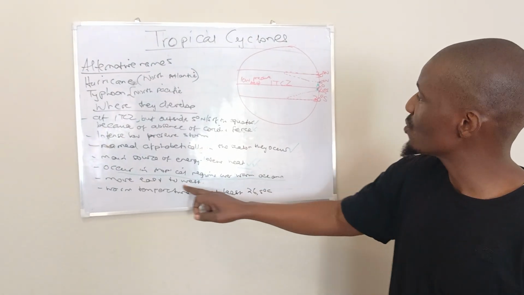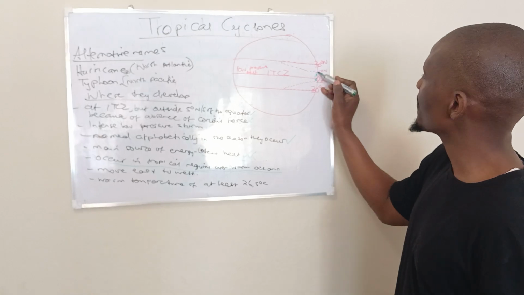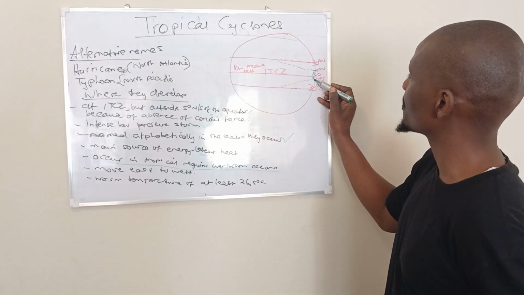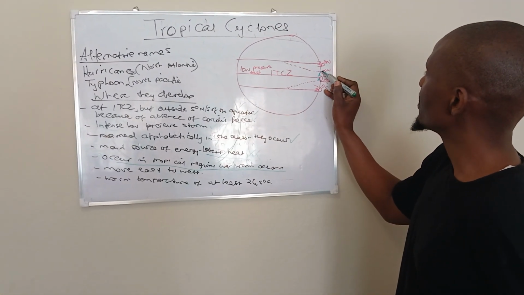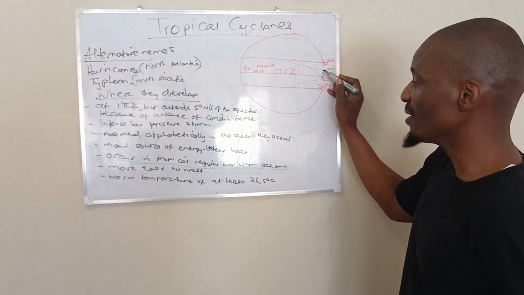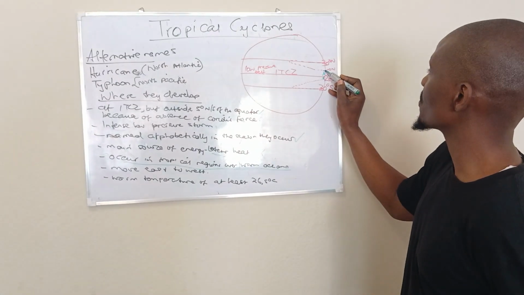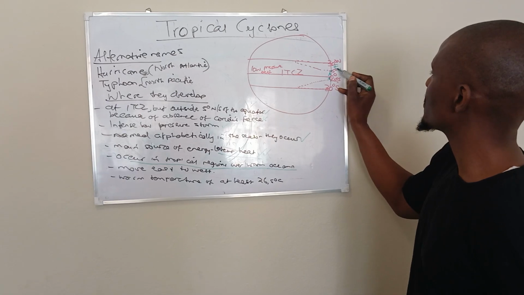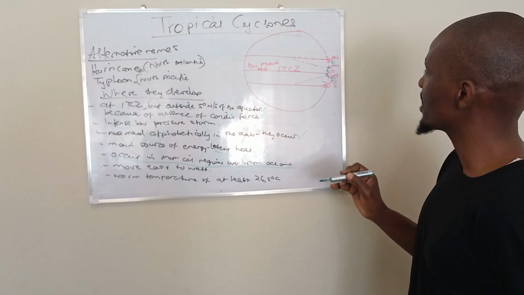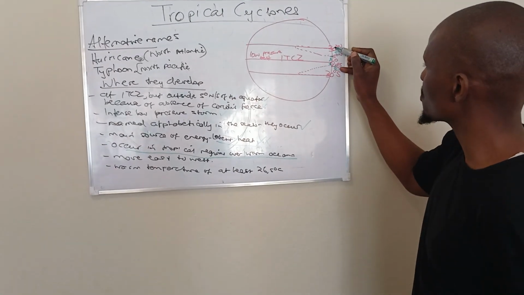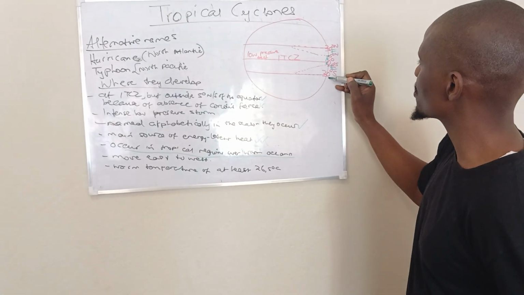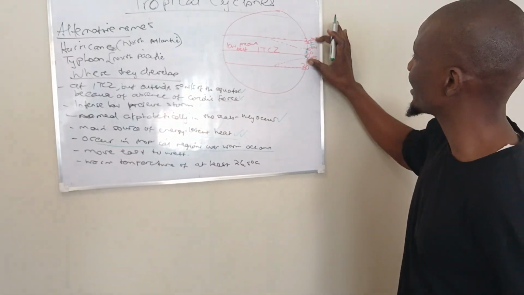They move from east to west. If you can check here, from 5 degrees north and 5 degrees south, you can see this is where they are moving from the east. Remember, this is where we have got the easterlies. From 5 degrees north to 30 degrees north, and 5 degrees south to 30 degrees south, this is the region where we have got the easterlies.